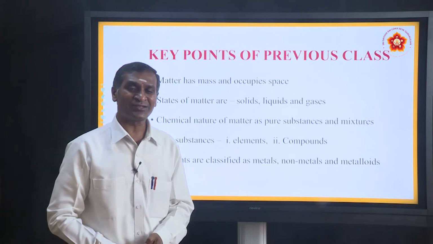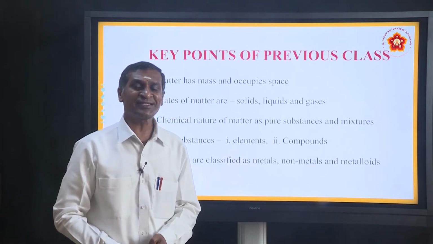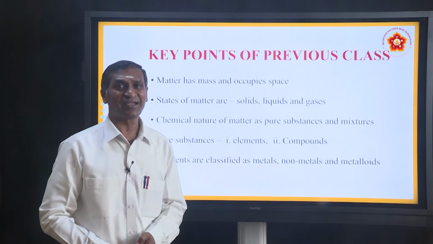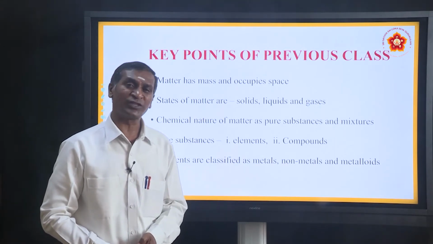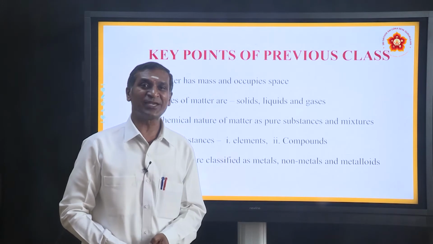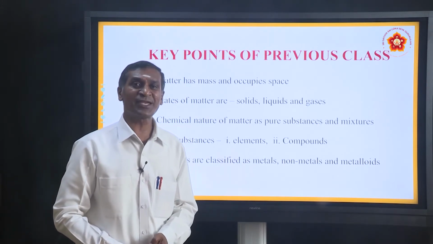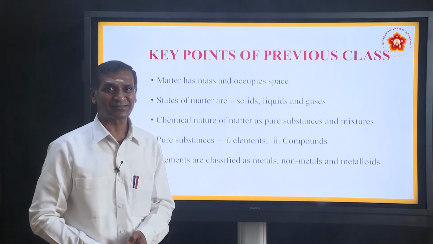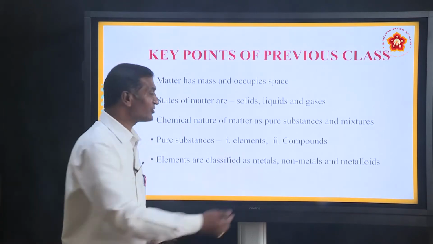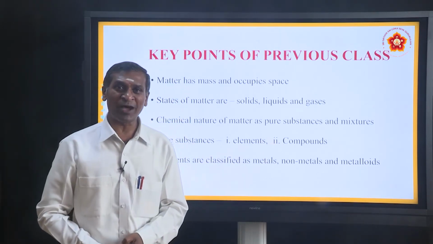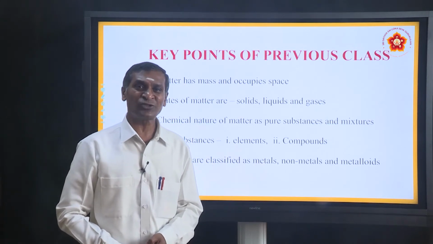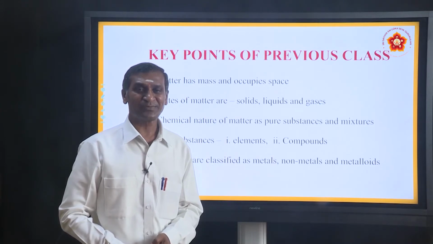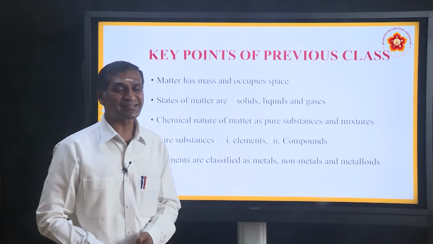Further, the elements, on the basis of various criteria, we classified into various kinds, mainly on the basis of number of atoms, on the basis of physical nature, on the basis of physical and chemical properties, which we understood in our previous class. We also continued about compounds, where a compound is a combination of 2 or more elements in a definite proportion, which is called a compound.